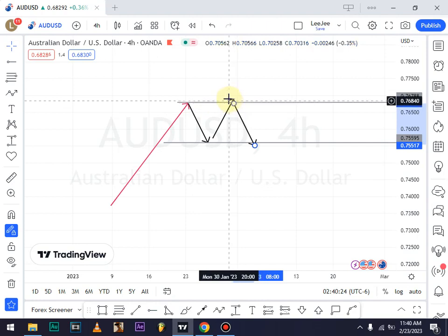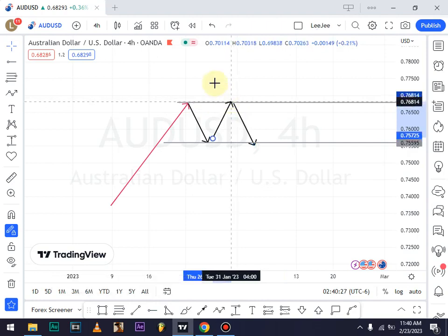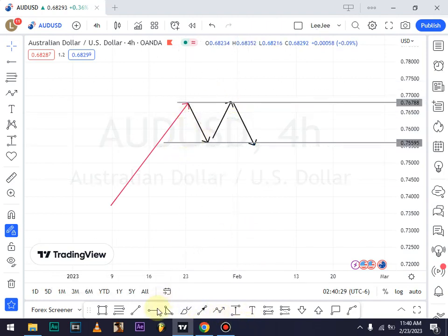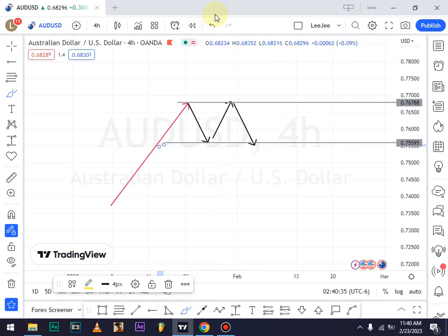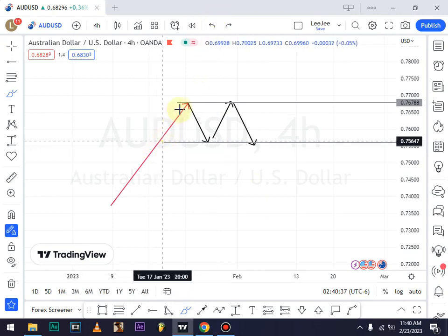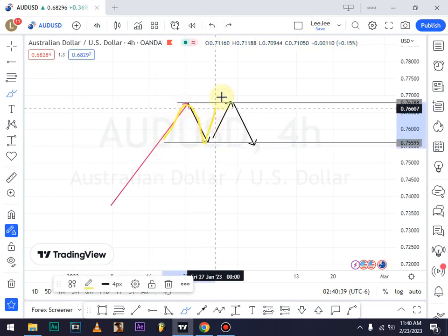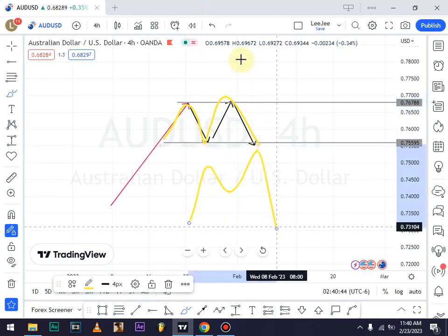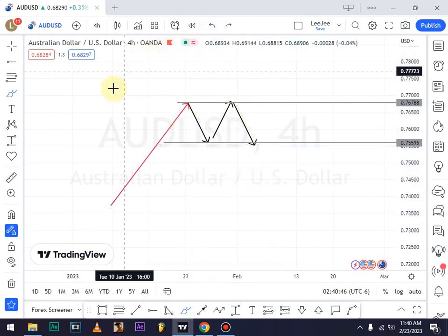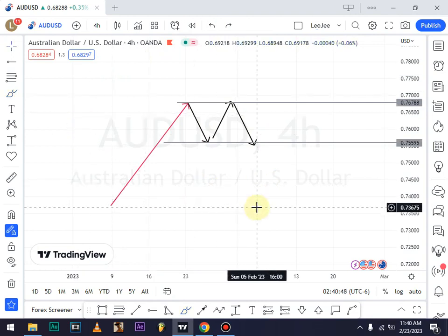As you can see, we have an M shape. Remember, the double bottom is a W, and then the double top is an M shape, guys. Okay, M. All right, so let's continue.